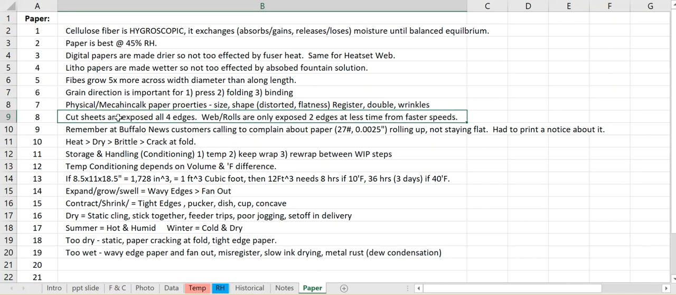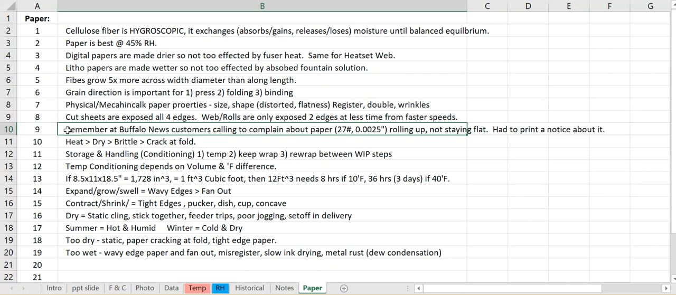Cut sheet is exposed on all four edges, therefore it's more susceptible or prone to picking up moisture, whereas rolls or webs of paper are only exposed on the two outer edges, plus the web speeds are much, much faster, so there's less exposure time. I recall working at the Buffalo News one year where it was a particularly cold, dry winter, and we were getting many hundreds of complaints about the paper curling as soon as you brought it into the house from outside.